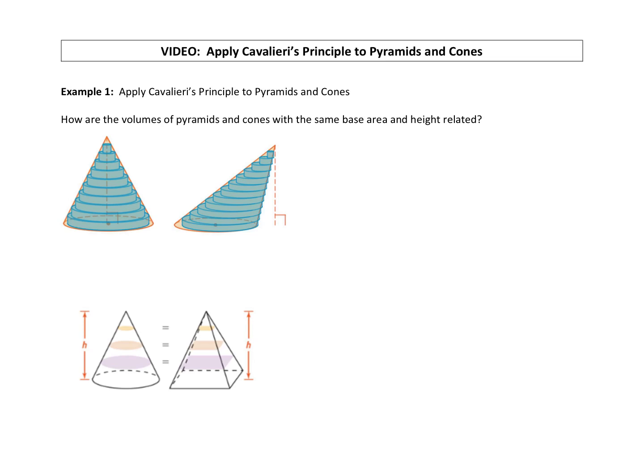Example 1, we are going to apply Cavalieri's principle to pyramids and cones. So we saw this in our last lesson. Now let's talk about pyramids and cones versus the prisms and cylinders. The question we're being asked: how are the volumes of pyramids and cones with the same base area and height related?